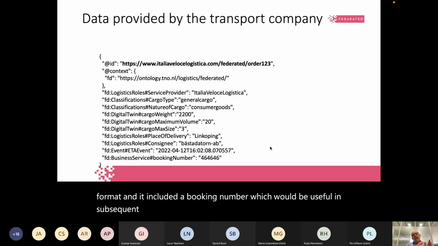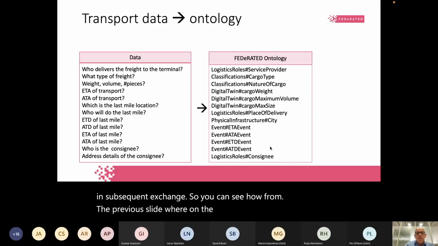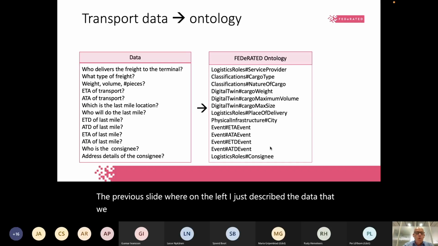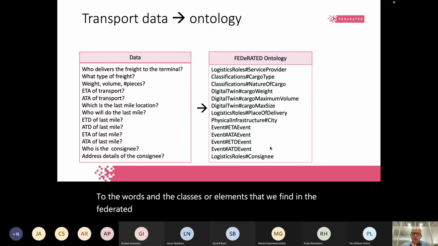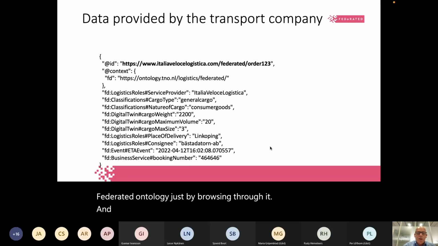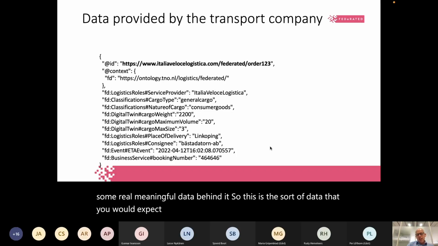So you can see how from the previous slide, where on the left I just described the data that we need in a language that we all understand, being English, we get to the words and the classes or elements that we find in the federated ontology just by browsing through it. And I've put them in a file in whatever order, and I've actually put some real meaningful data behind it. So this is the sort of data that you would expect the transport living lab to send to the last mile living lab, right? That's what it is.